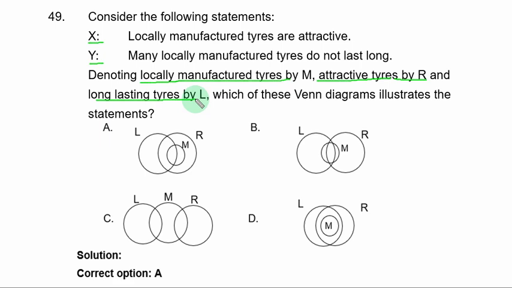Now from the question, locally manufactured tires is contained in both statements. That means they have a point of intersection with M. The first statement, locally made tires are there. The second statement, locally made tires are also there. Before you can buy what is attractive, you find out that the thing lasts long to some extent. Putting all of these together, the correct option is option A.